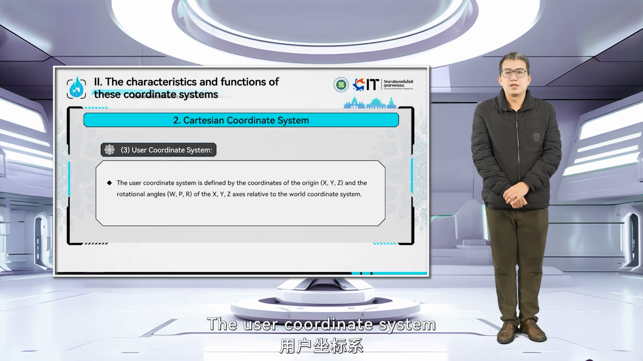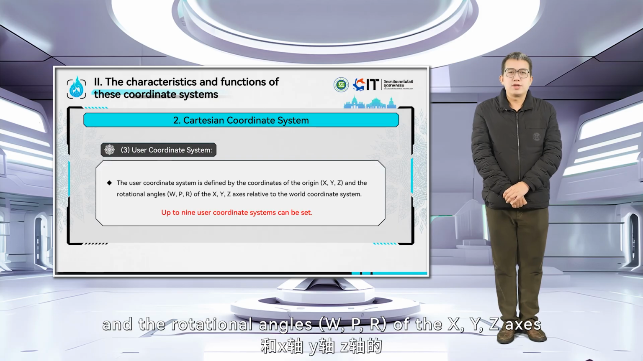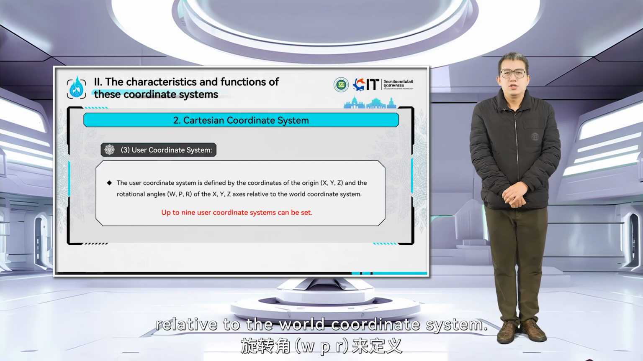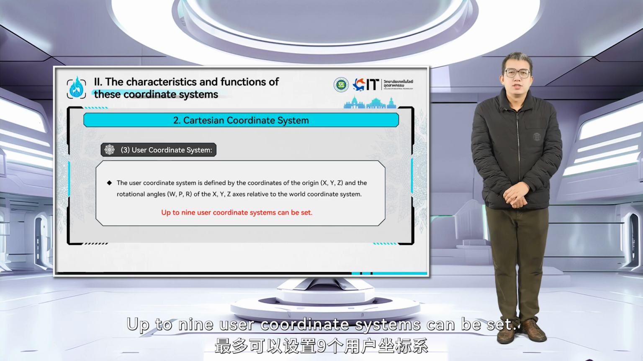The user coordinate system is defined by the coordinates of the origin, x, y, z, and the rotational angles, w, p, r, of the x, y, z axis relative to the world coordinate system. Up to 9 user coordinate systems can be set.